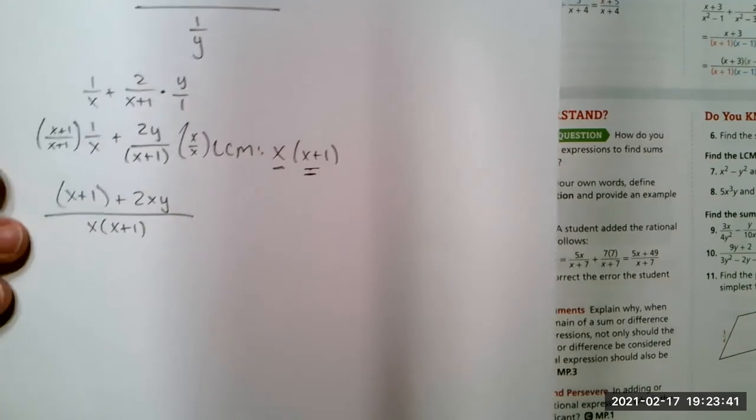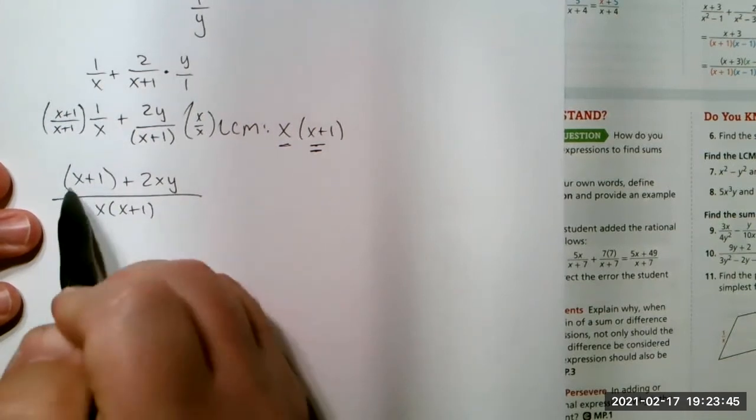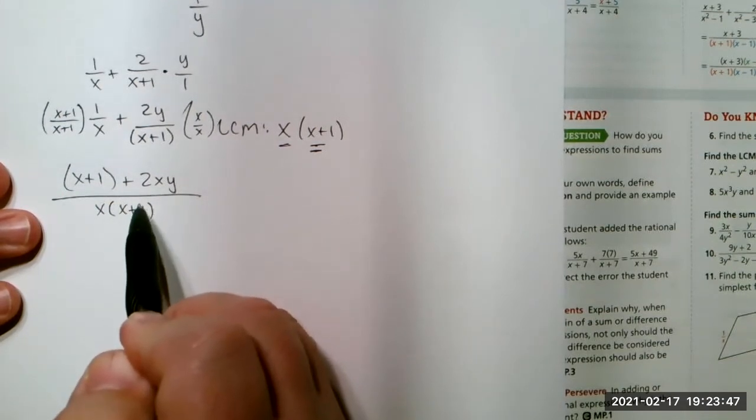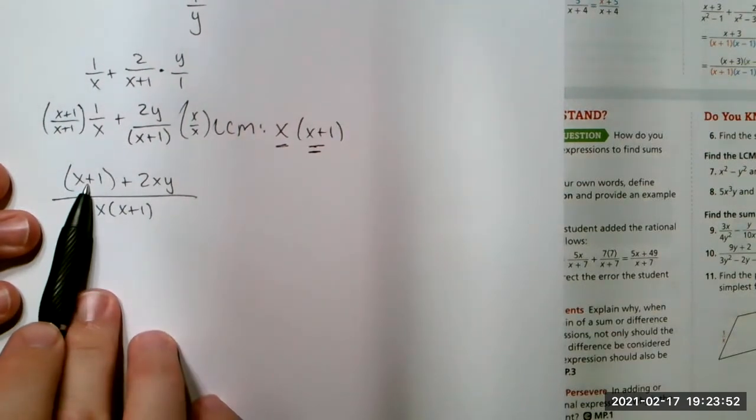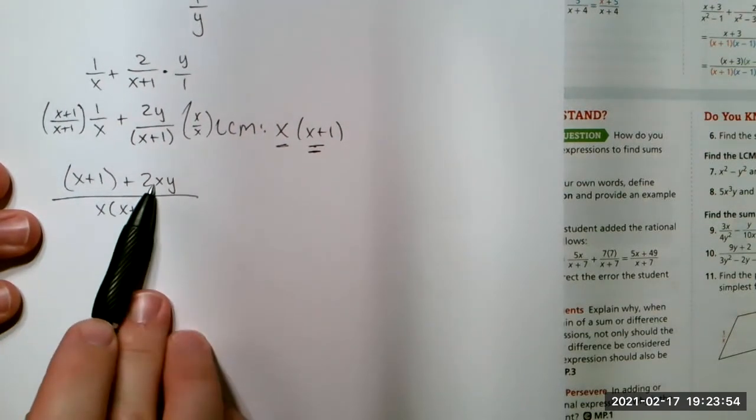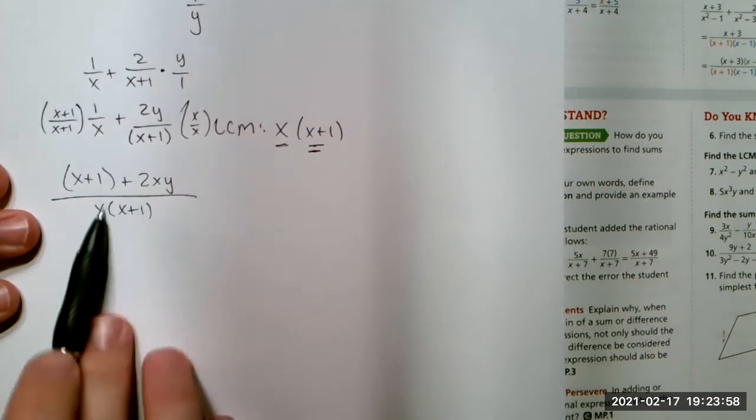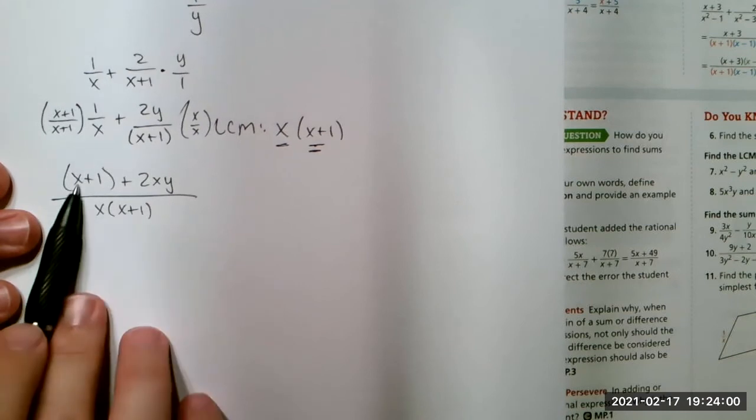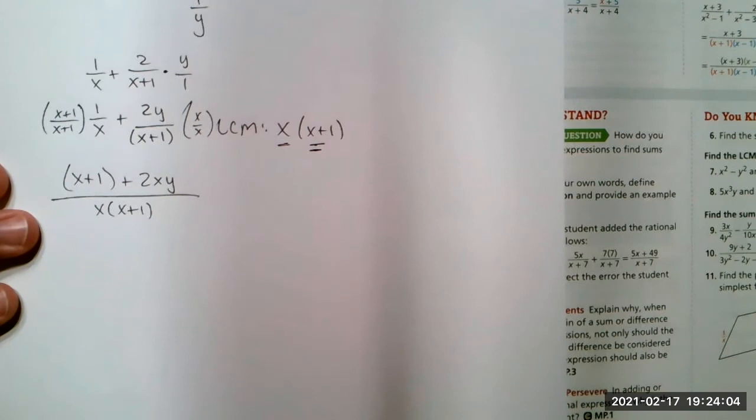I know I keep stressing this, but let me say it one more time. I cannot cancel out those x plus 1s. I know you want to, but you can't, because this x plus 1 is being added to other stuff. This x plus 1 is just being multiplied by x. So technically you could cancel that one out, but you can't cancel this one out because it's being added to something else.